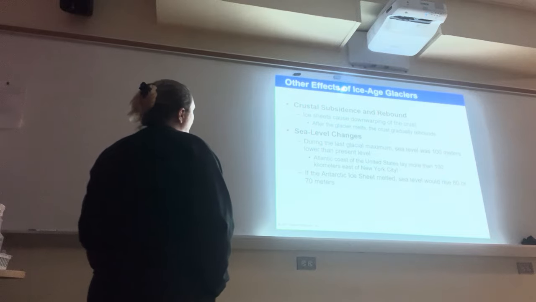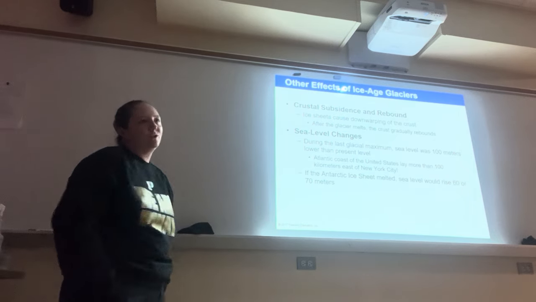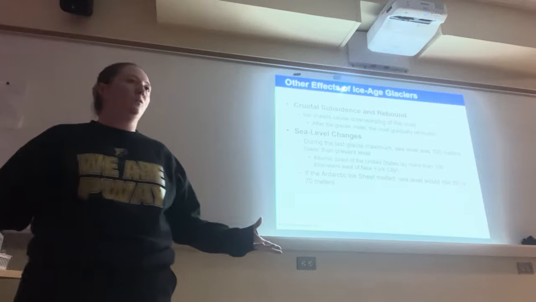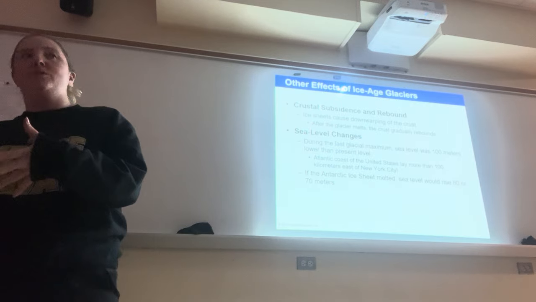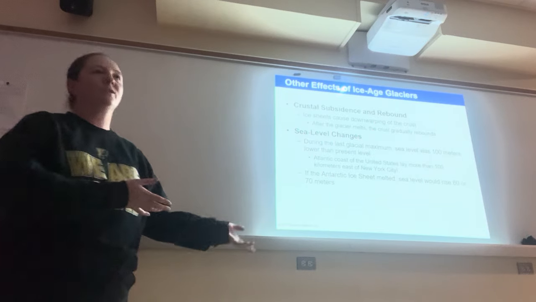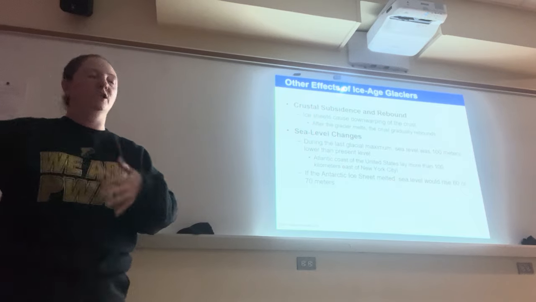Sea level changes are also going to occur as a result of glaciation. If we have a lot of glaciers on Earth, then we're not going to have as much water in the ocean because we only have so much water on Earth. If it's not in one reservoir, it's in another. So if it's not in the oceans, it's in the glaciers, or it's in the sky. If it's not in the glaciers, then it's going to be in the oceans.